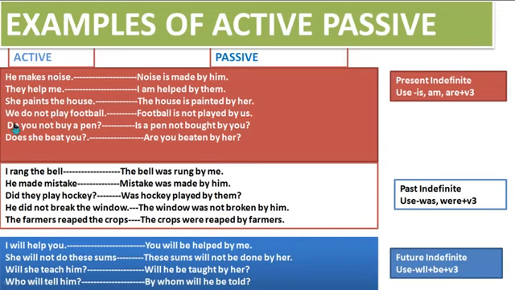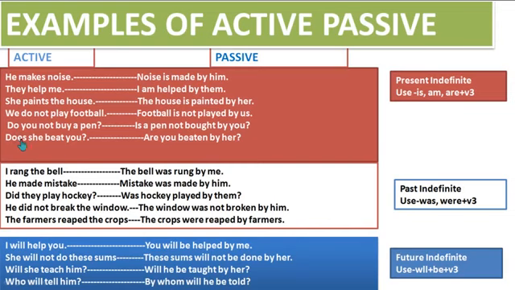And the next sentence is, we don't play football. Football is singular, that's why we use is, not. The third form of play is played, by, we is changed into us. Next sentence is, do you not buy a pen? This is an interrogative sentence, so we use first helping verb. We will use is because pen is singular. Not, the third form of buy is bought, by, you remains you.